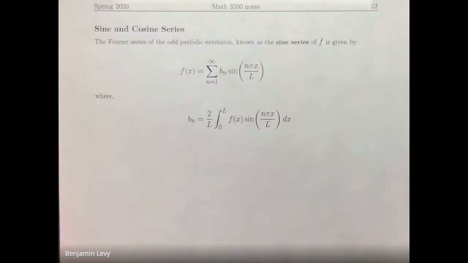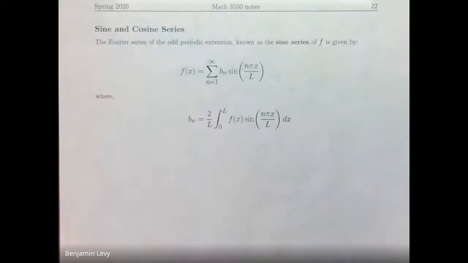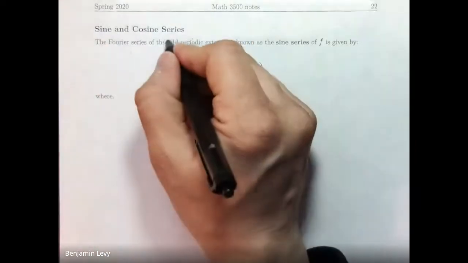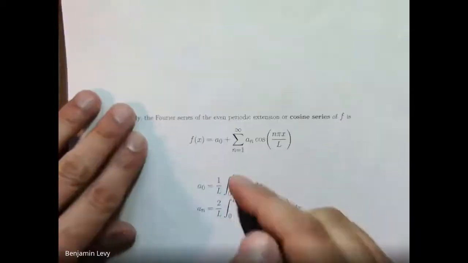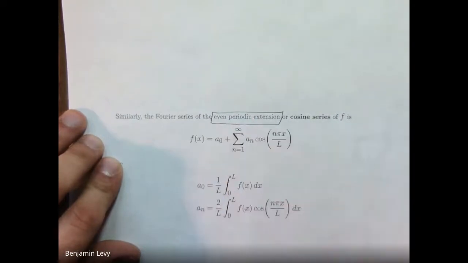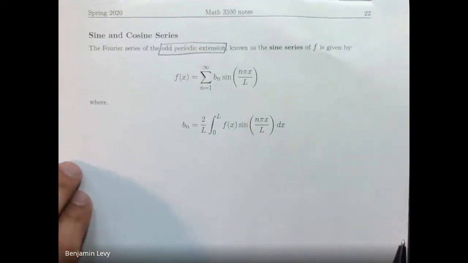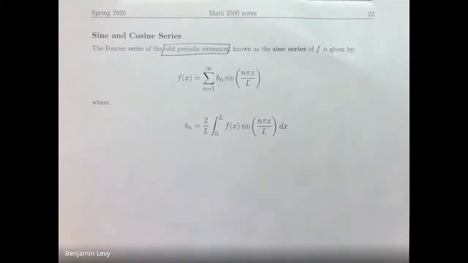And this page is sort of fleshing out what is going on with respect to when A_n or A_0 becomes 0. This one says the sine and cosine series, and it's telling us the Fourier series for an odd periodic extension. Then it's going to tell us the Fourier series for an even periodic extension. We already kind of know these things. We've seen them in practice, but this is just labeling it and fleshing it out.